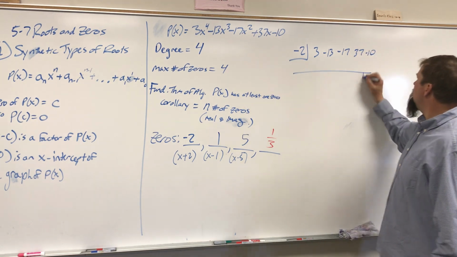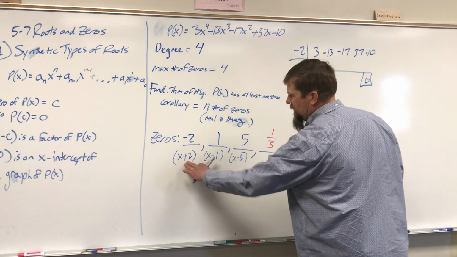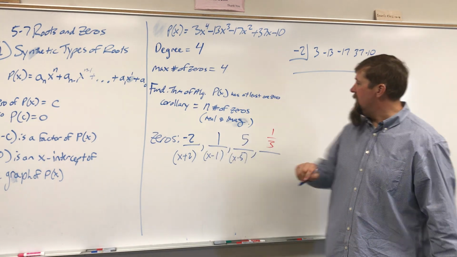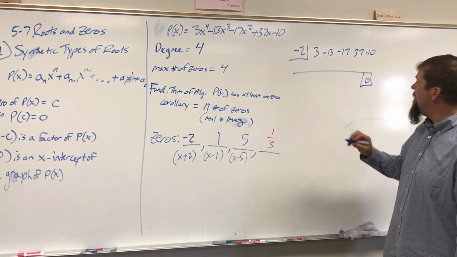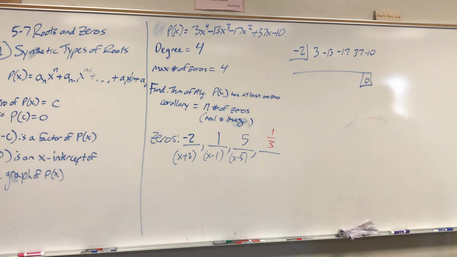Okay, I should get a 0 right there because x plus 2 should be a factor and -2 should be a 0. So I should get 0 for a remainder. If I didn't get 0, I'm doing something incorrectly. I'm just going to double check to see if the camera's in a good location. Okay. All right. So let's go ahead and try this.